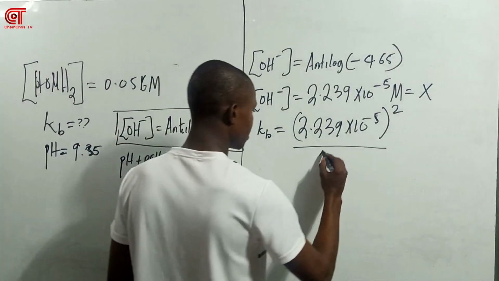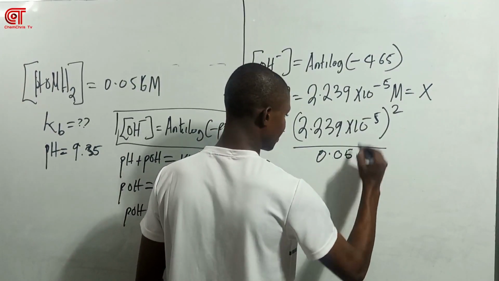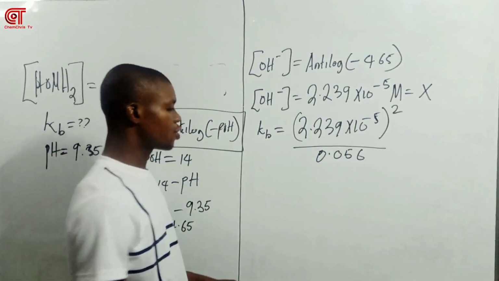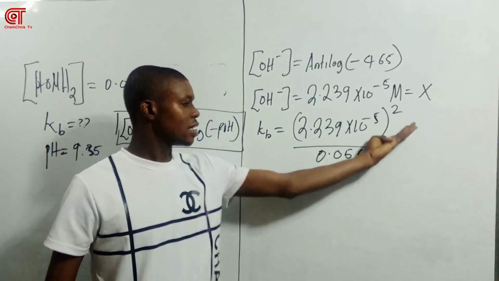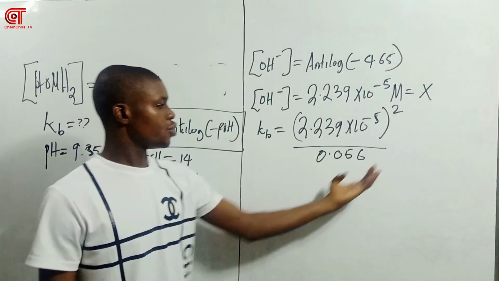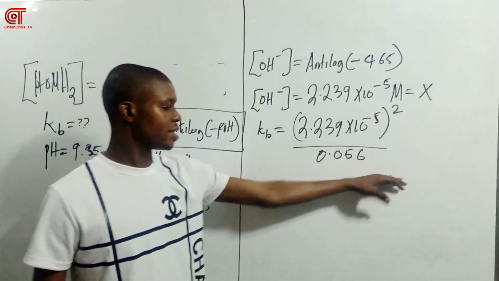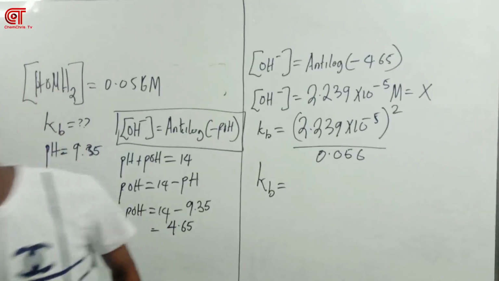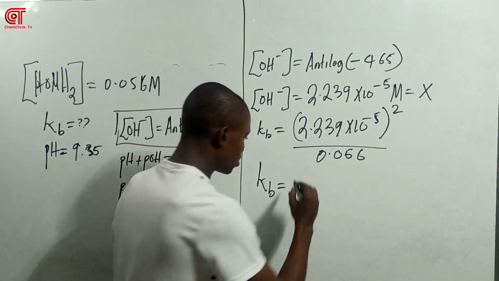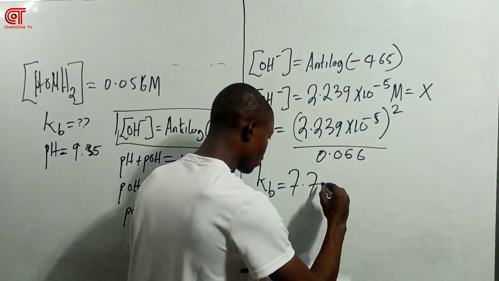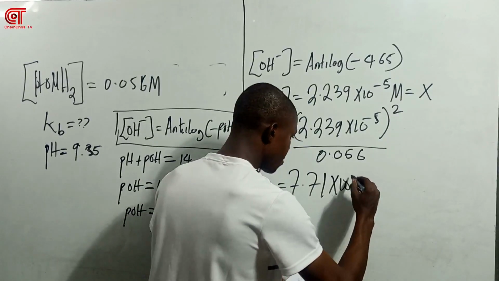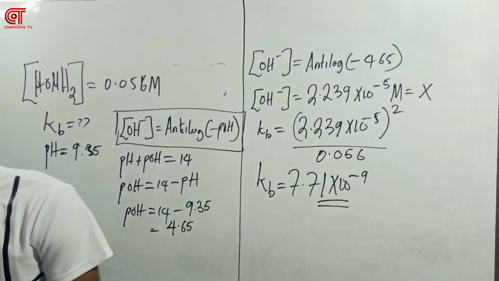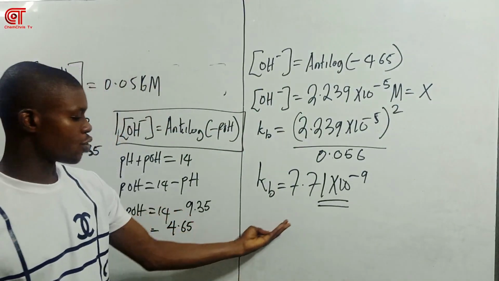So I'll write 0.056. Use your calculator to punch these things here and get your value. So my KB will be 7.71 exponential minus 9. That is the answer. So this is just how to solve it.